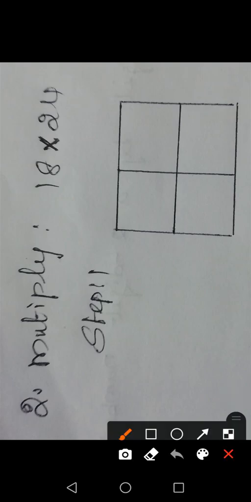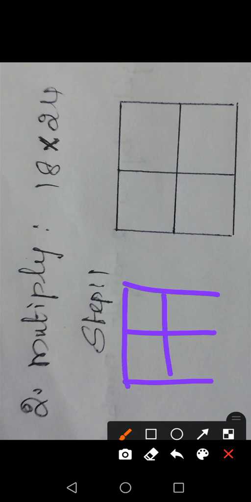Did you understand, students? One more question. Multiply 18 into 24. So the multiplicand is 18, the multiplier is 24. Both are two digit numbers, so we want 2 rows and 2 columns. 2 columns needed means 3 vertical lines we want to write, 2 rows means 3 sleeping lines we want to write. So 2 columns and 2 rows we got.